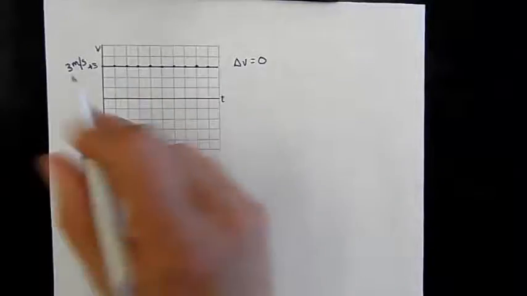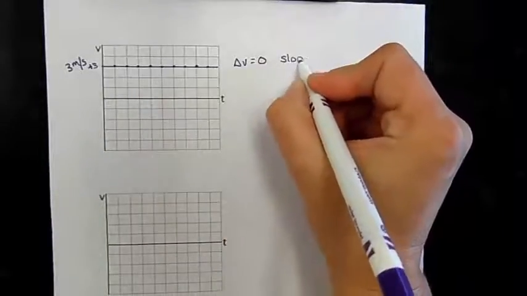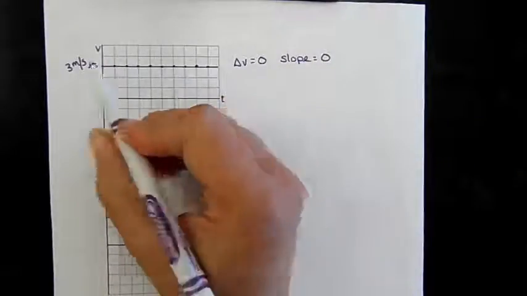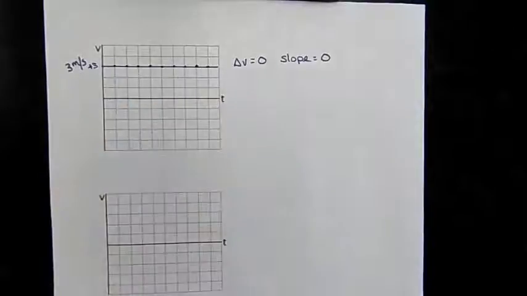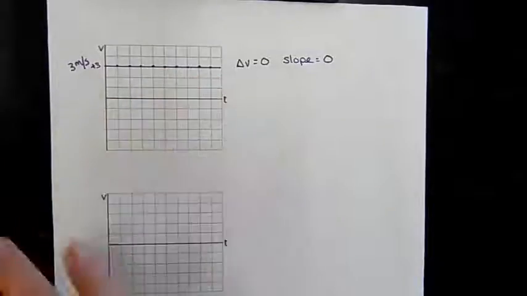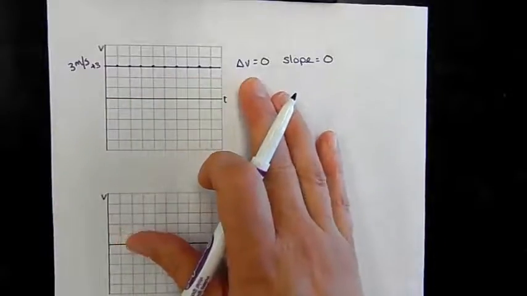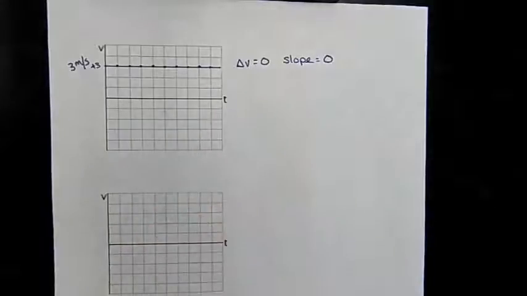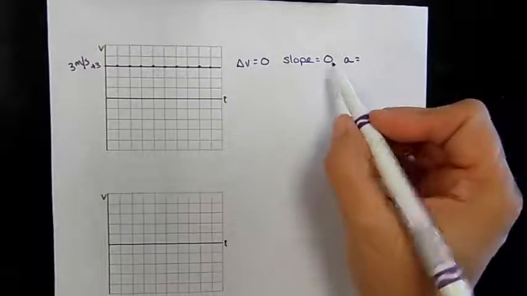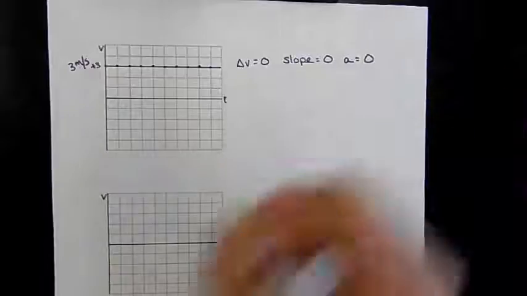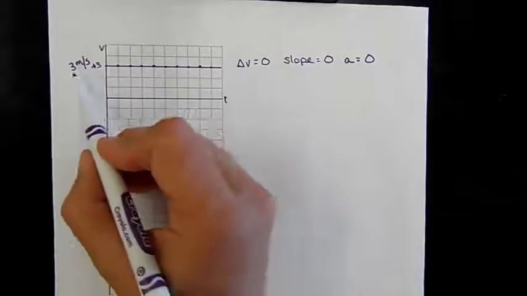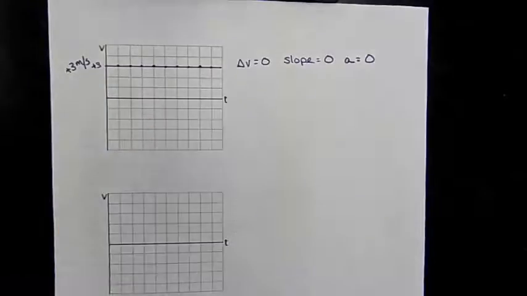If we were to find the slope of this graph, we would find it to be 0. Because slope is rise over run, there is no rise. The change in velocity is 0. The rise in velocity is 0. So our slope equals 0. So the slope on our velocity time graph is equal to our change in velocity. Now we have defined change in velocity as acceleration. So if the change in velocity is 0 and the slope of our velocity time graph is 0, our acceleration is 0. So this whole time our velocity is a positive 3 meters per second.